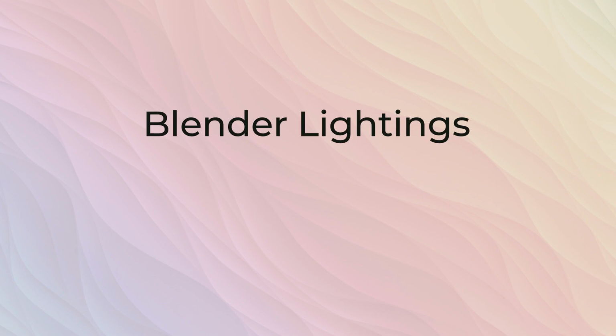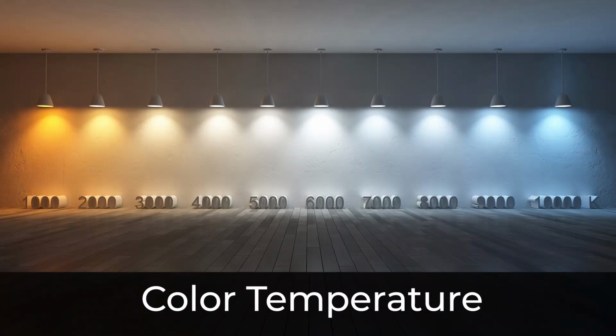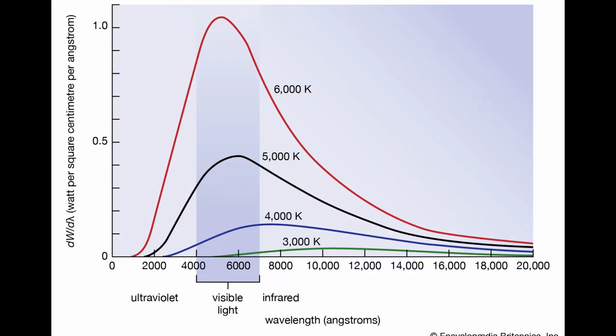In this video, let us talk about the blackbody node, and with it, the term color temperature. This term refers to the colors emitted from black bodies. So apparently, when a black body experiences heat, it absorbs it and emits light depending on wavelengths.